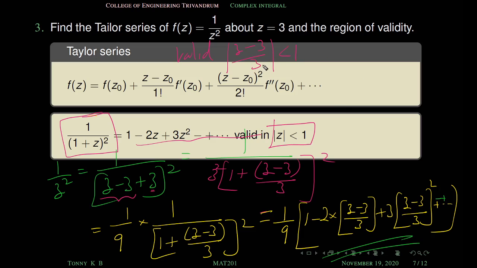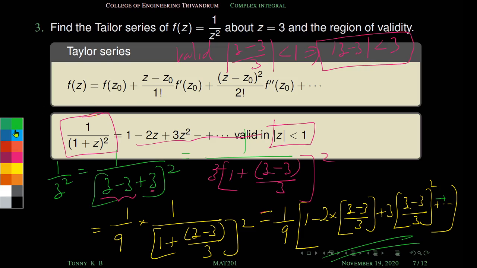And we know that mod 3 is 3 itself. So this is equivalent to modulus of z minus 3 is less than 3. So this is the region of validity: modulus of z minus 3 is less than 3. Okay, think about its geometry.